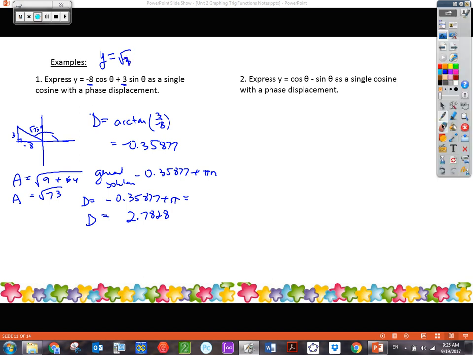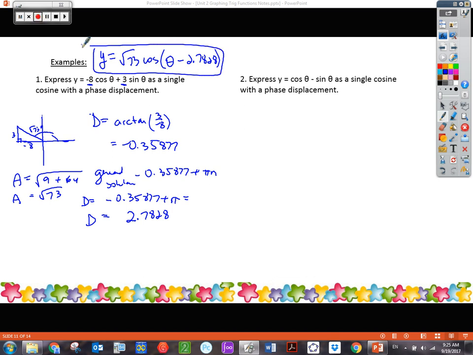So root 73, then cosine of, now they're using theta as the variable. We really need to match our prompt. If our prompt is using theta, we should use theta. If our prompt is using radians, we should use radians. If our prompt is using DMS, we should use DMS. We just need to match the prompt. So we match the prompt, theta minus 2.7828.